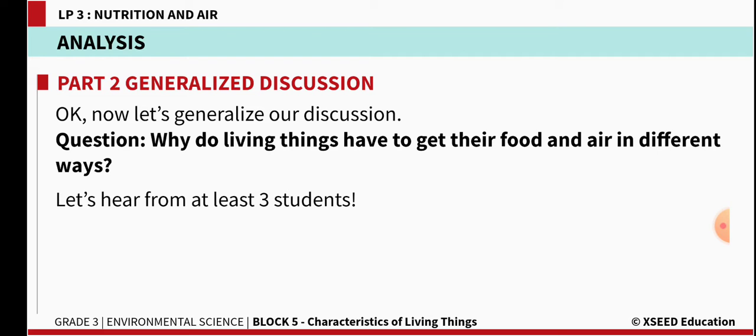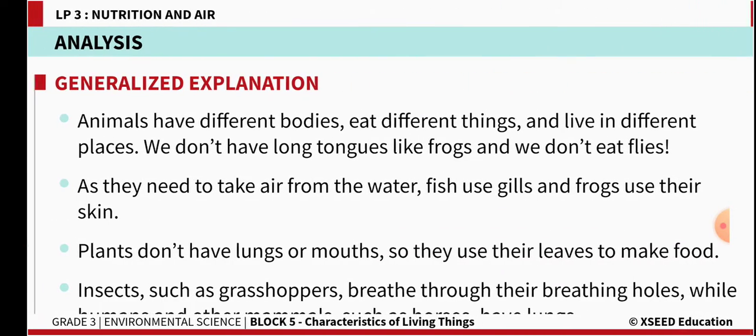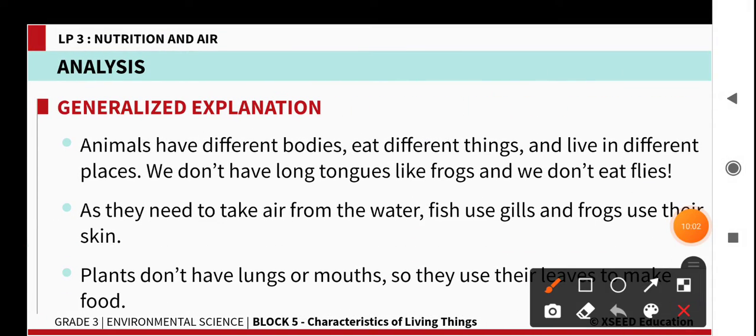And the next one, why do living things have to get their food and air in different ways? Why are they getting their food and air in different ways? Because it depends on their organs, how their organs are developed, based on that they are taking food and they are taking air. Animals have different body parts and they eat different things and live in different places.